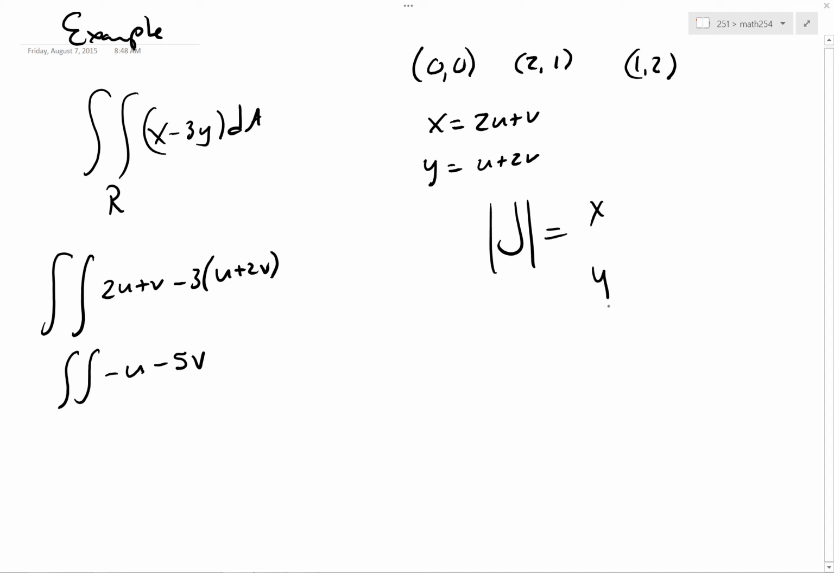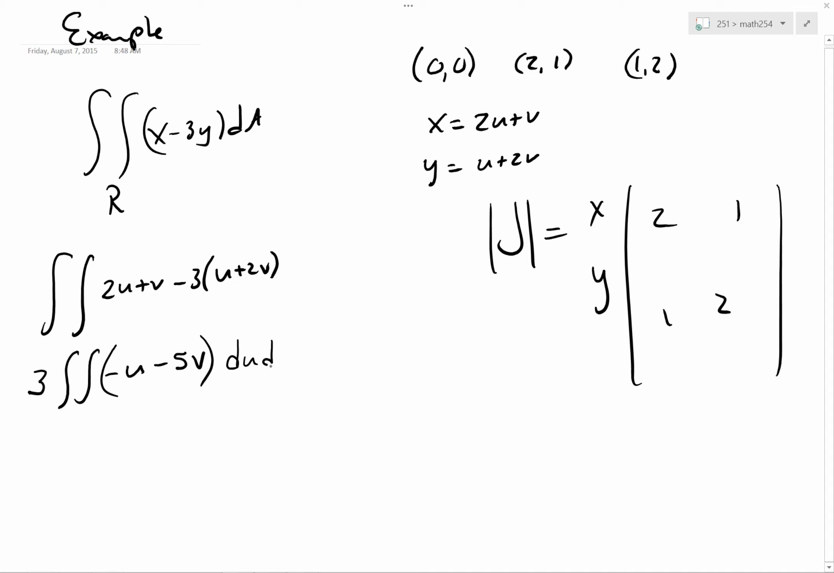So x and y: 2, 1, 1, 2. So 4 minus 1 is 3. I'm going to pull it out front because it's constant. And little du dv action.